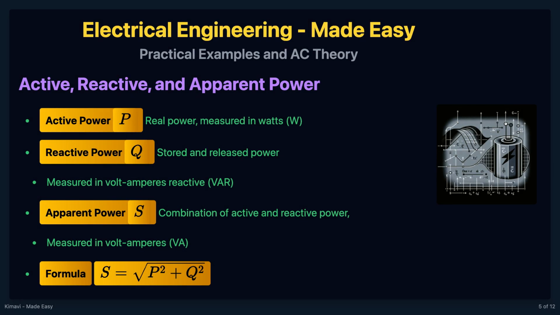In AC circuits, power can be classified into three types. Active power, denoted as P, is the real power consumed by the circuit and is measured in watts. Reactive power, denoted as Q, is the power stored and released by inductors and capacitors and is measured in volt-amperes reactive. Apparent power, denoted as S, is the combination of active and reactive power and is measured in volt-amperes. The relationship between these powers is given by the formula S equals the square root of P squared plus Q squared.